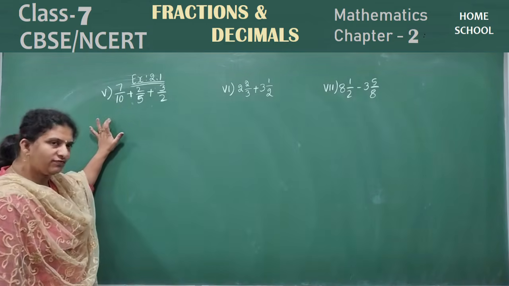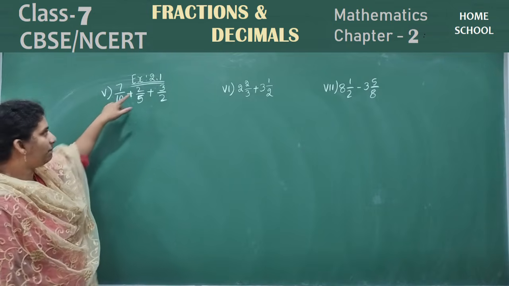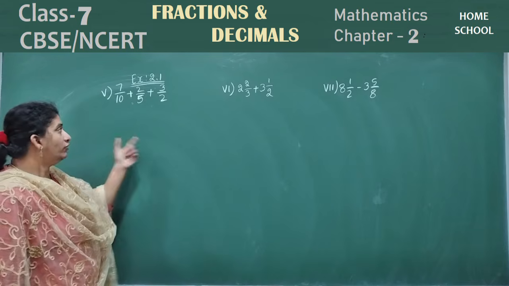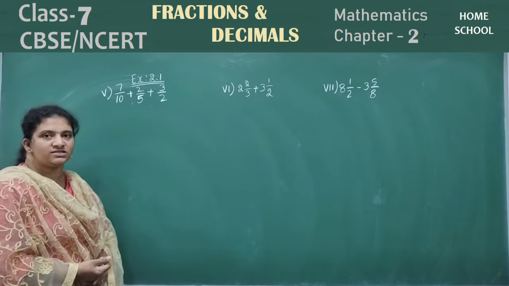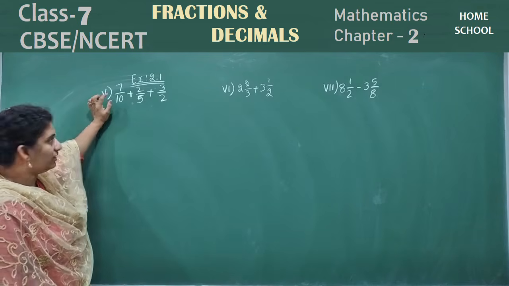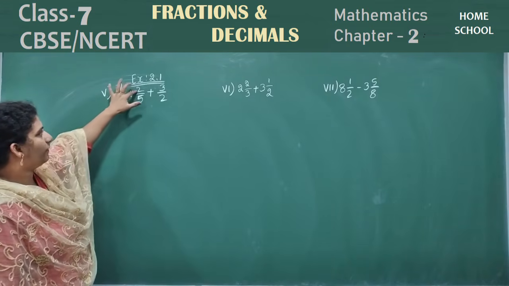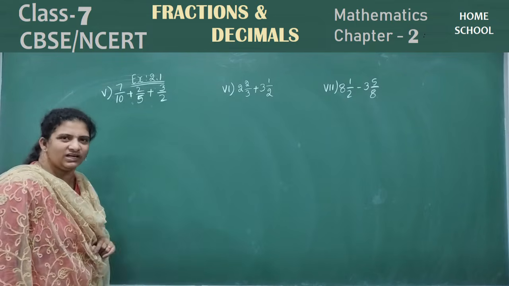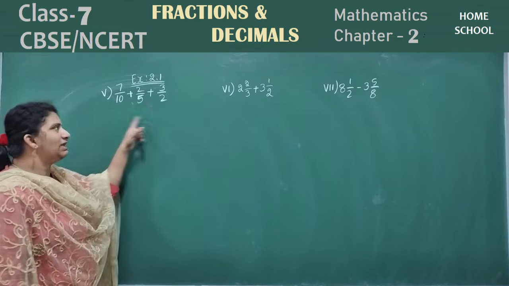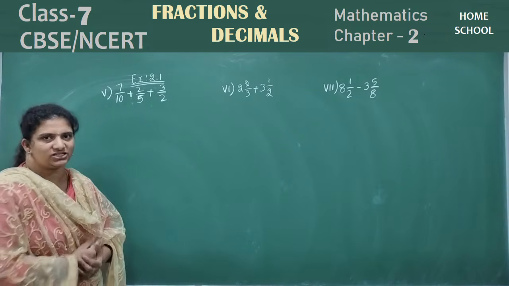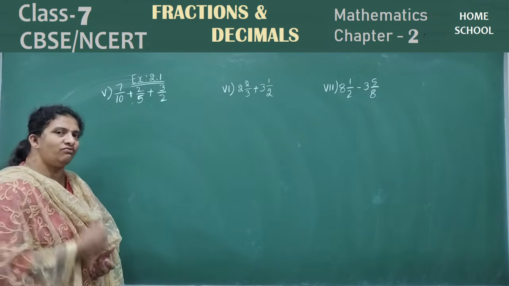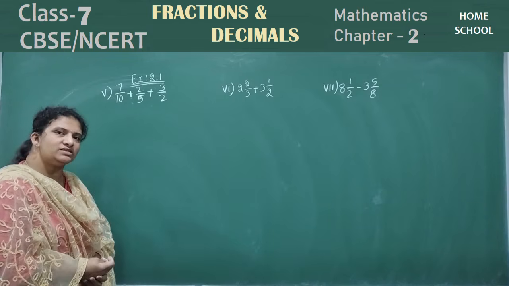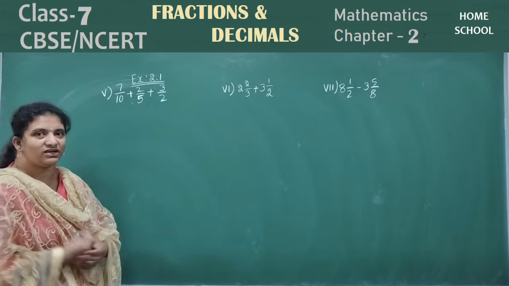Okay, look here children, fifth problem. 7 by 10 plus 2 by 5 plus 3 by 2. Right? How do we add 3 fractions here? So identify the fraction, proper fraction, improper fraction. Just identify, it's enough, right? So now we need to add these 3 fractions. How can we add? If we have 2 fractions, we have done LCM. Then what about 3 fractions? 3 fractions also same method we need to do.